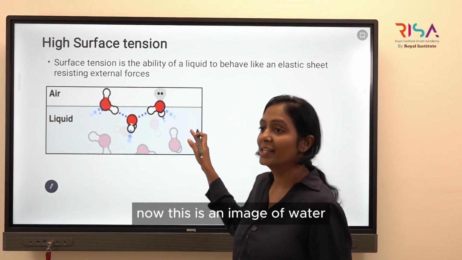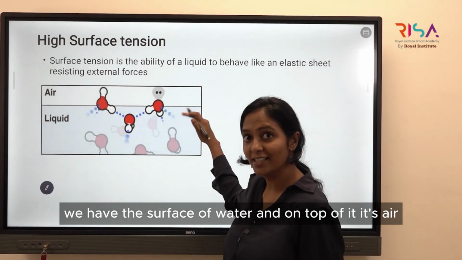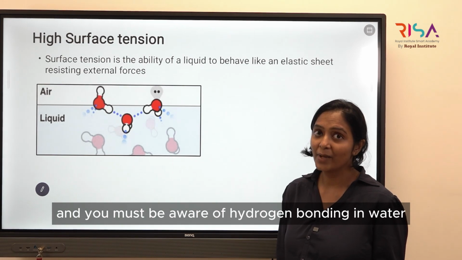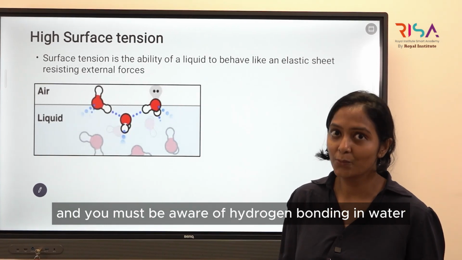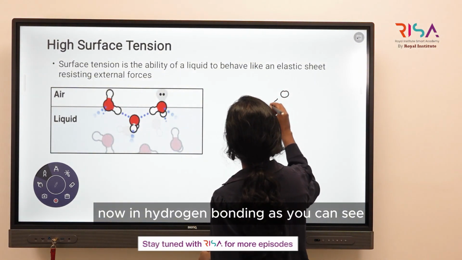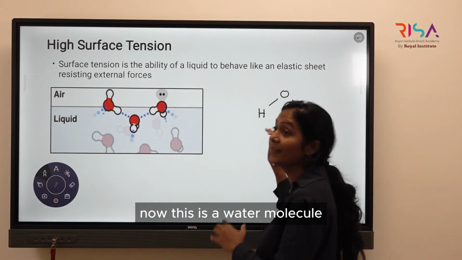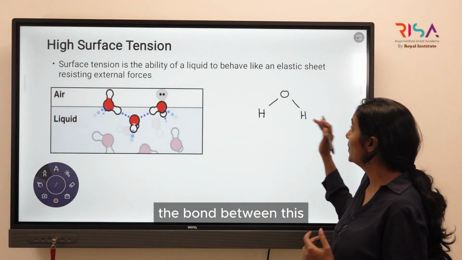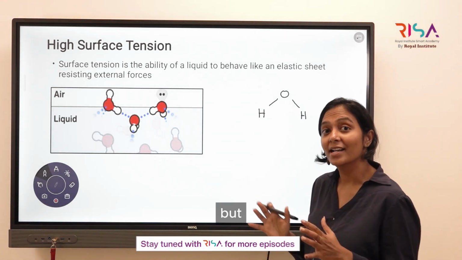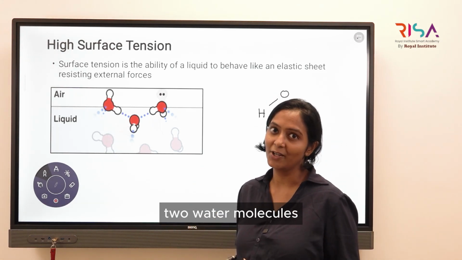Now, this is an image of water, and as you can see, we have the surface of water, and on top of it, it's air, right? And you must be aware of hydrogen bonding in water. Now, in hydrogen bonding, as you can see, there is an oxygen which is covalently bonded to a hydrogen. Now, this is a water molecule. The bond between this oxygen and hydrogen is a covalent bond, but we are going to discuss the type of bond between two water molecules.